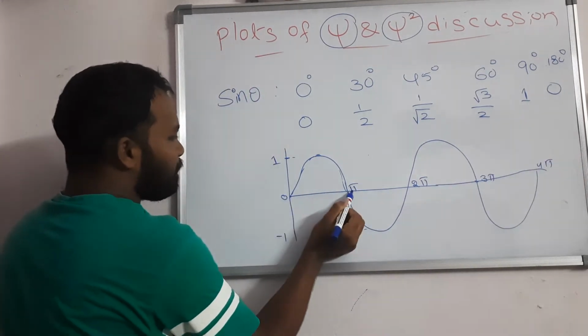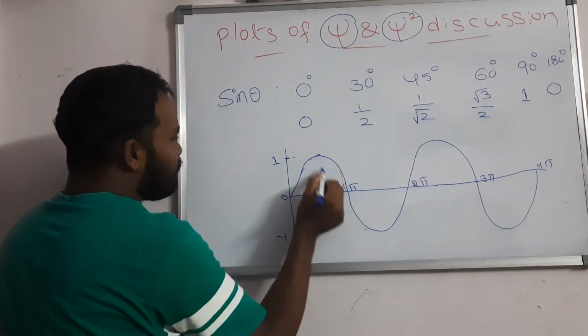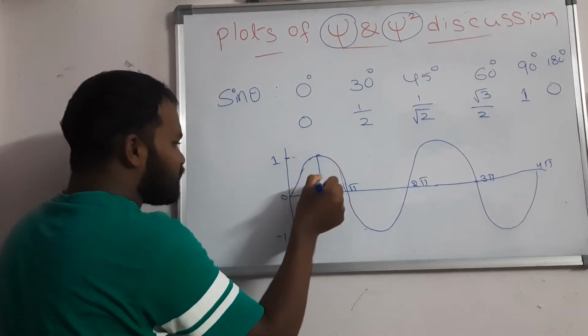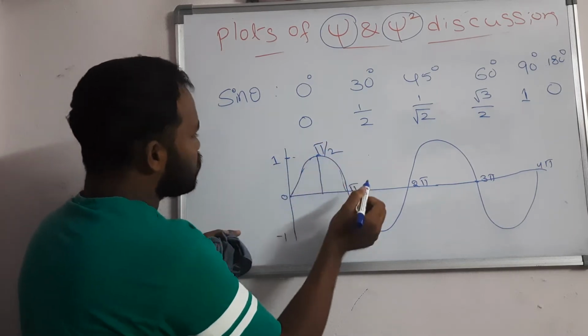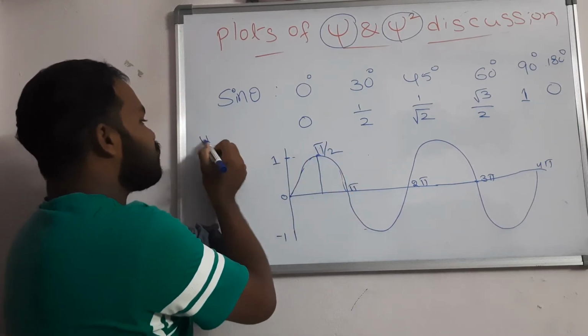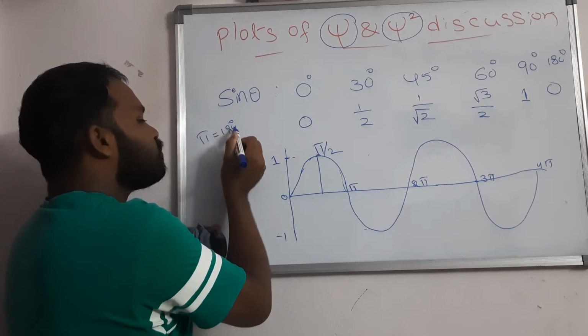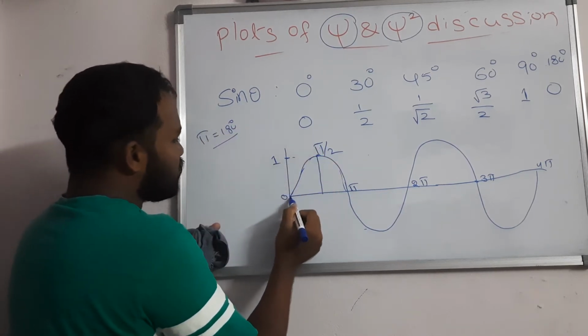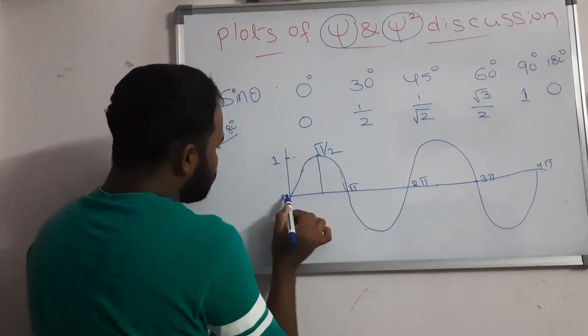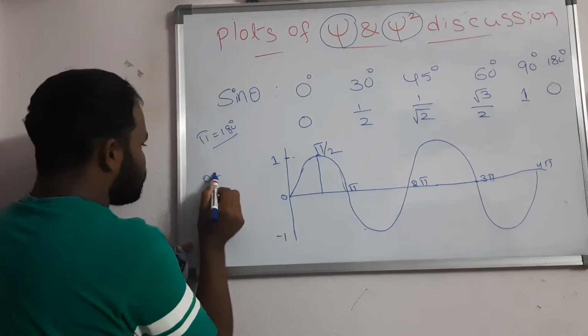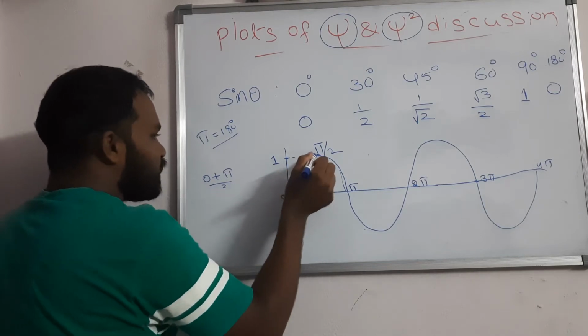Between 0 and pi, the maximum value is at pi by 2. What does pi by 2 mean? The value of pi is 180 degrees, so pi by 2 means 90 degrees. The average of 0 and pi is pi by 2, the middle value, and that is the maximum.